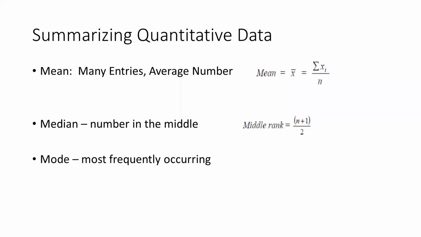Mode is the most frequently occurring number. The value of a particular variable may occur more than once in the distribution.